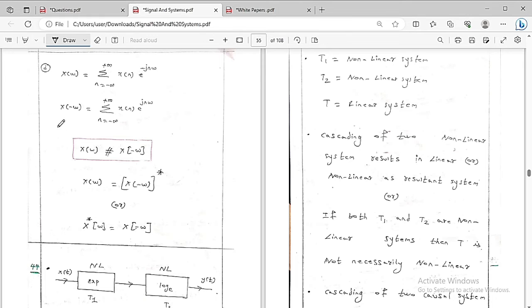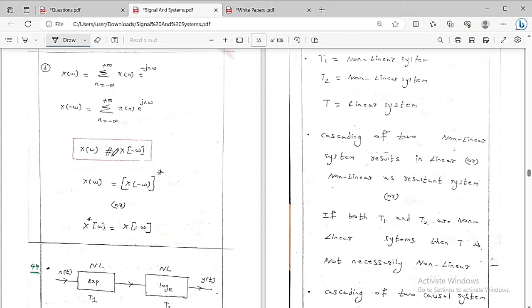Already we know, what is X of minus omega? Whenever omega is there, we replace it with minus omega. Then what do you get? The sum from n equals minus infinity to plus infinity of x of n e to the power of j omega n. Then what is this one? This is nothing but the complex conjugate of this one.